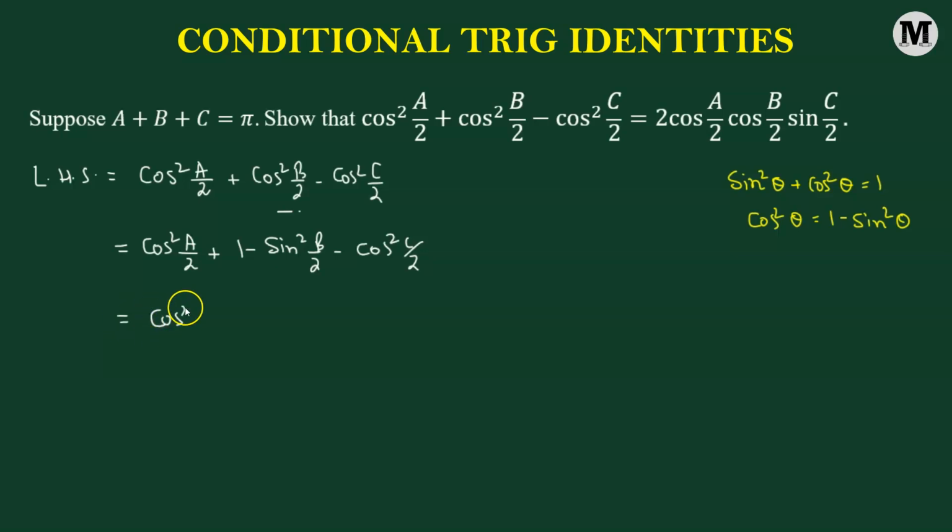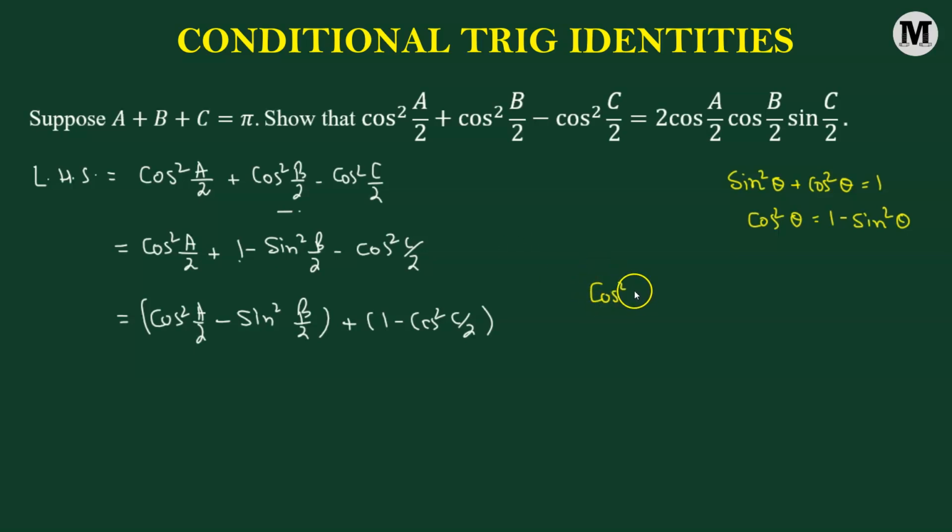Let's rewrite the expression. So we have cosine squared a over 2 minus sine squared b over 2. Okay, so this is going to be one single term that we are going to combine in the next step, and then we have 1 minus cosine squared c over 2. Now, cosine squared a over 2 minus sine squared b over 2 can be combined by taking the help of the formula.